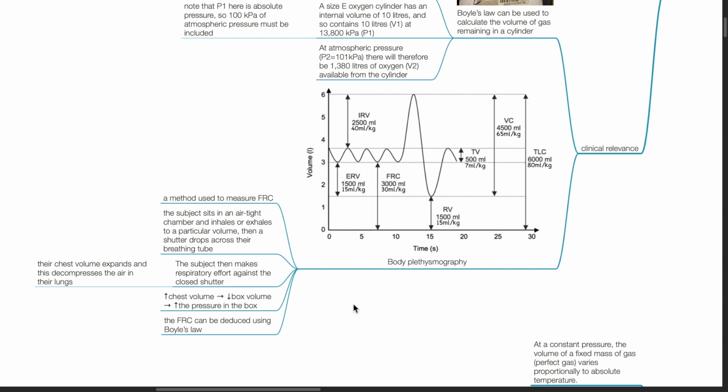Body plethysmography is a method used to measure FRC. The subject sits in an airtight chamber and inhales or exhales to a particular volume. Then a shutter drops across their breathing tube. The subject then makes respiratory effort against a closed shutter. Their chest volume expands and this decompresses the air in their lungs. Chest volume increases, resulting in reduced box volume and increases the pressure in the box. The FRC can be deduced using Boyle's law.